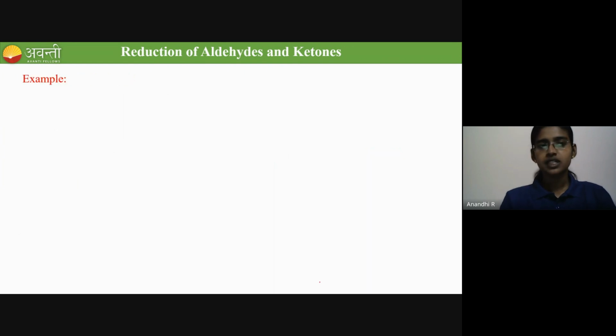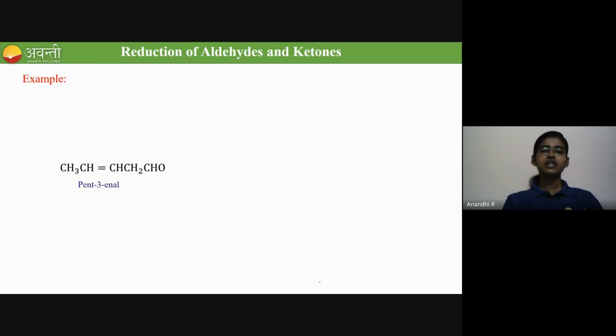Now let's go for some other examples. So the reactant we took here is pent-3-enal. How to number this compound? You have to start from the aldehyde, right? 1, 2, 3, 4, 5. So 5 carbon containing system. So it is called pent. And between 3 and 4 carbon, we are having an alkene double bond. So it is pent-3-ene. And in the first position, we are having an aldehyde. So it is called enal. Okay. Pent-3-enal is taken as the reactant here.